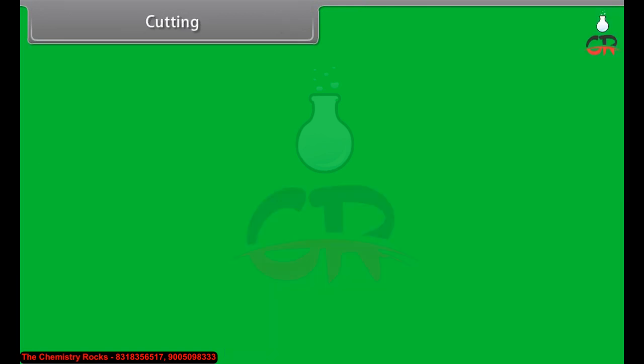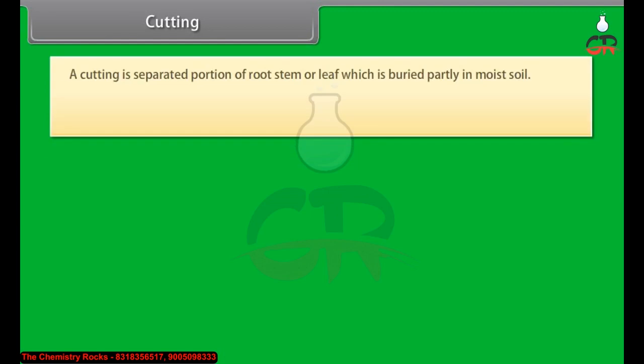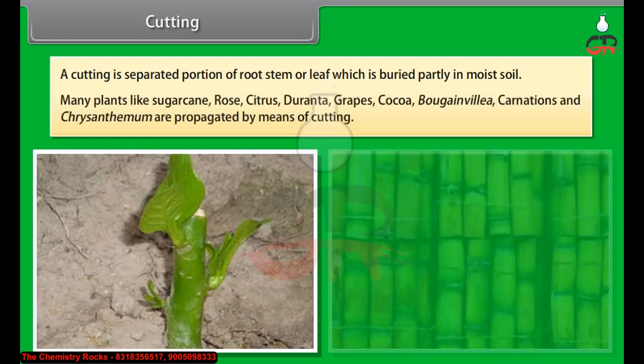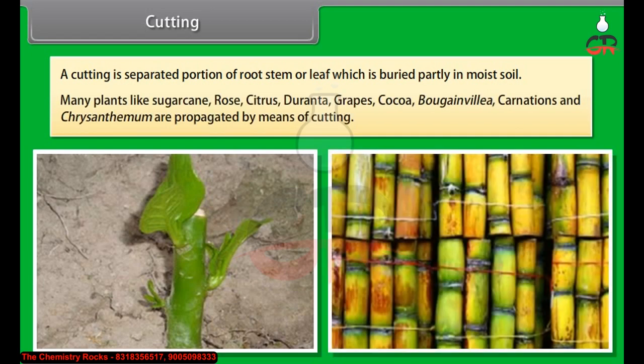Cutting. A cutting is a separated portion of root, stem or leaf which is buried partly in moist soil. Many plants like sugarcane, rose, citrus, duranta, grapes, cocoa, bougainvillea, carnations and chrysanthemum are propagated by means of cutting.